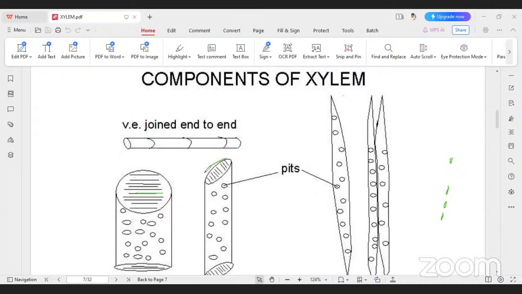This is the perforation plates. These are the pits. Pits are present on the entire wall, whether simple pits or border pits. And from one vessel to another vessel, there is a connection, that is the perforation connection.